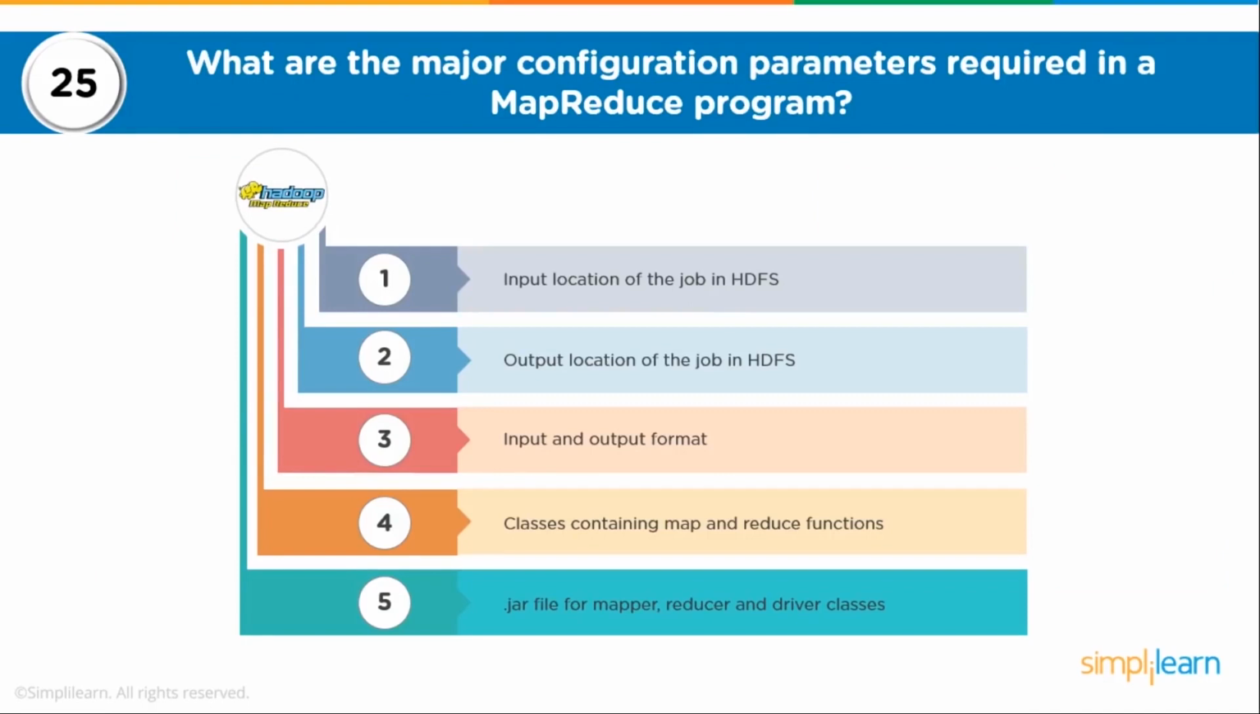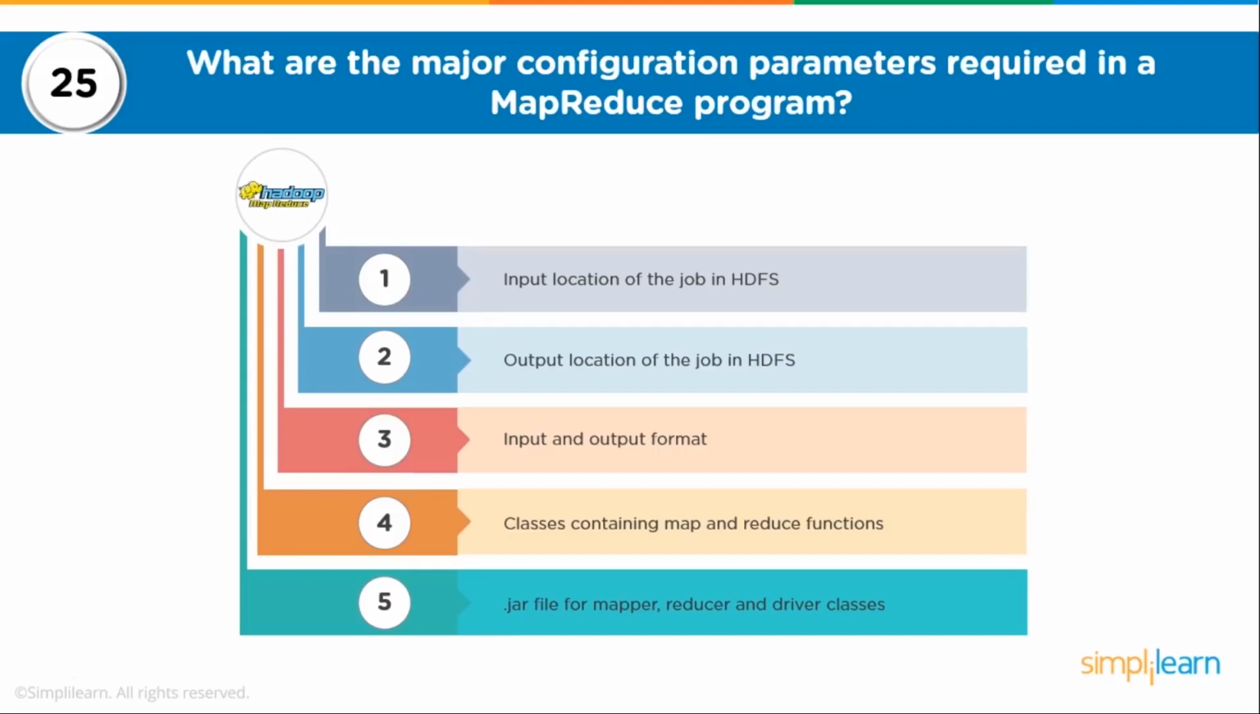Obviously, we need to have the input location. We need to have the output location. So input location is where the files will be picked up from, and this would preferably be on an HDFS directory. Output location is the path where your job output would be written by your MapReduce program.